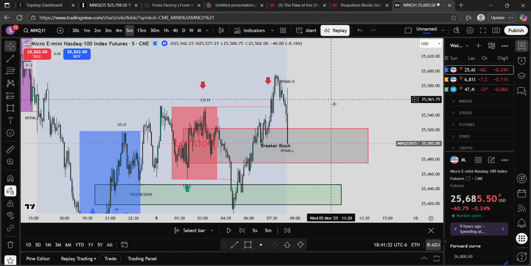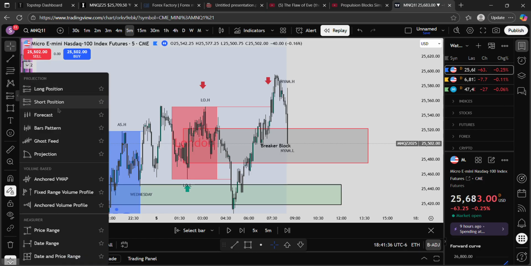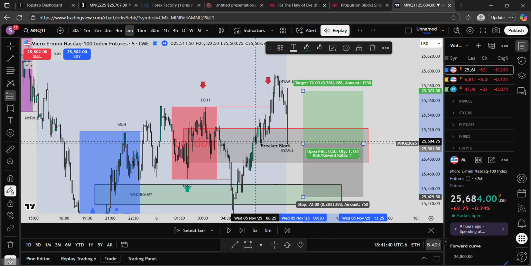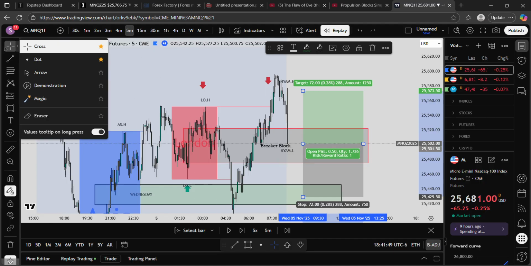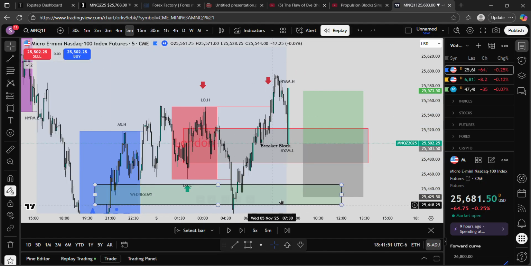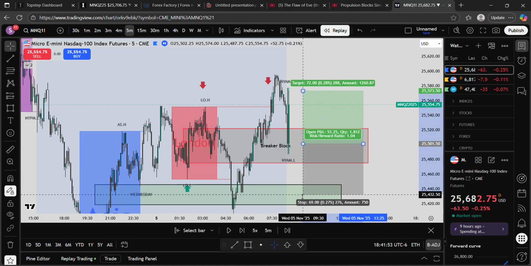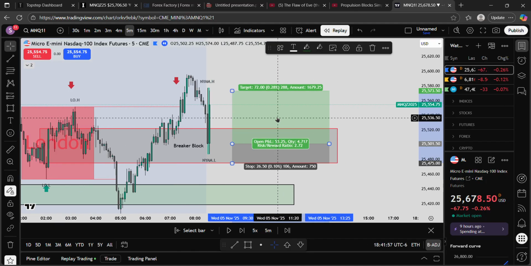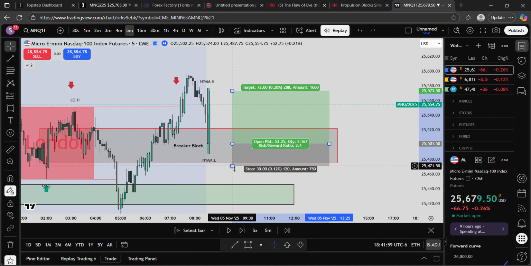So now after that, I would enter long right here at this retest. Also this fair value gap inside of this breaker, that's probably your best bet, to be honest. Okay, and then I would put my stop. Yeah, see, it goes right into this fair value gap. And I put my stop right below this breaker.